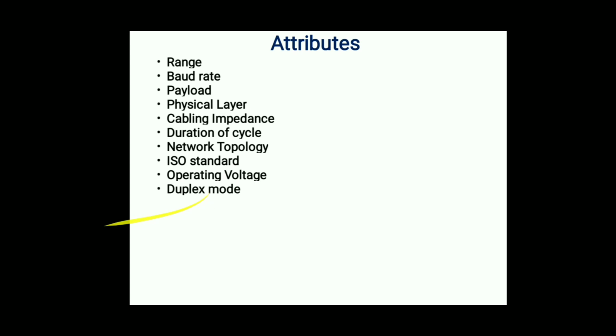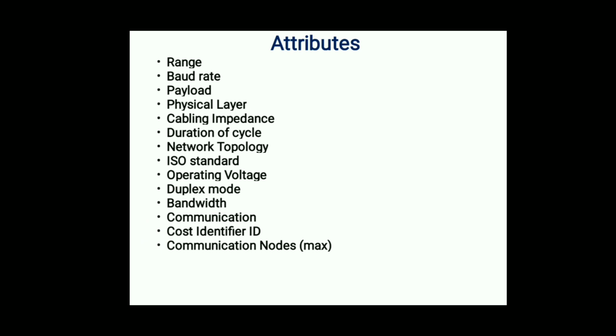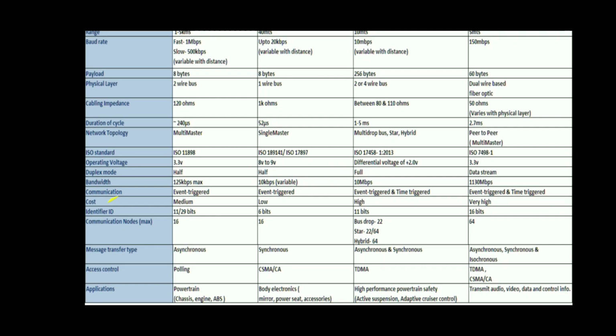The attributes are the range, baud rate, payload, physical layer, cabling impedance, duration of cycle, network topology, ISO standard, operating voltage, duplex mode, bandwidth, communication, identifier ID, communication nodes, that is, the maximum number of nodes, message transfer type, and finally access control. And one more thing is application. Application does not come under the attributes, it's about where it will be used. These are all the things that we are going to see for the multiple protocols. All right, let's start with this.